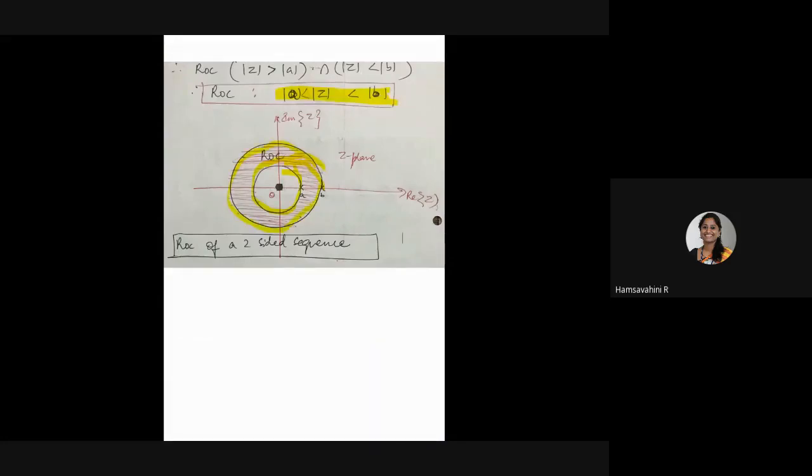Now, where is the ROC? The ROC lies between A and B. Between A and B means this is the shaded region. So this is the ROC for the combination of positive as well as negative sided sequence. For between A and B, whatever value you take, that is the range for which X of Z is a finite value.